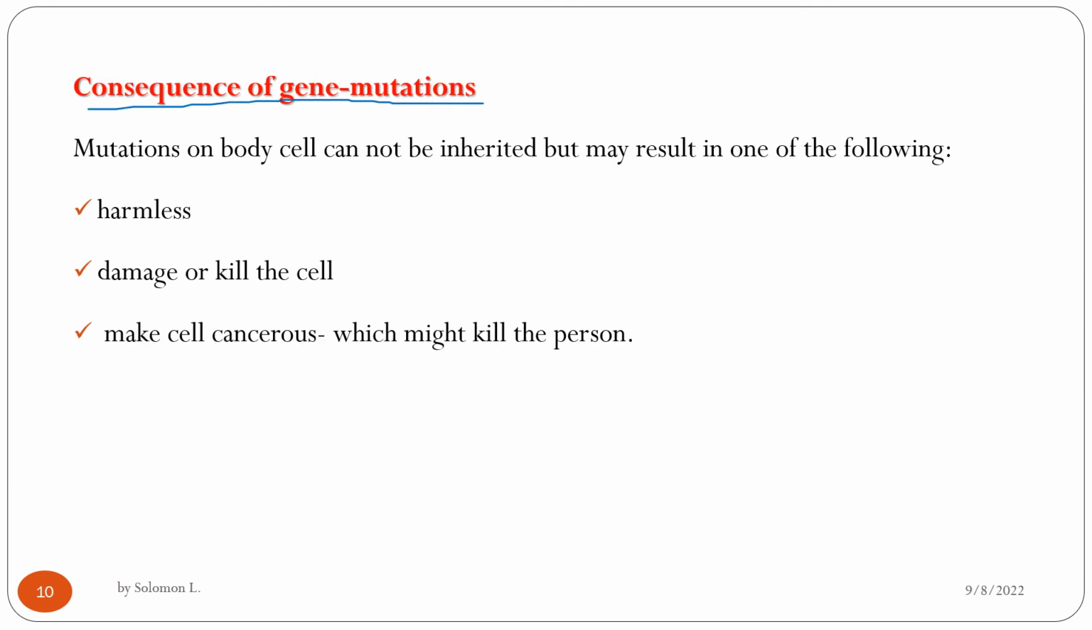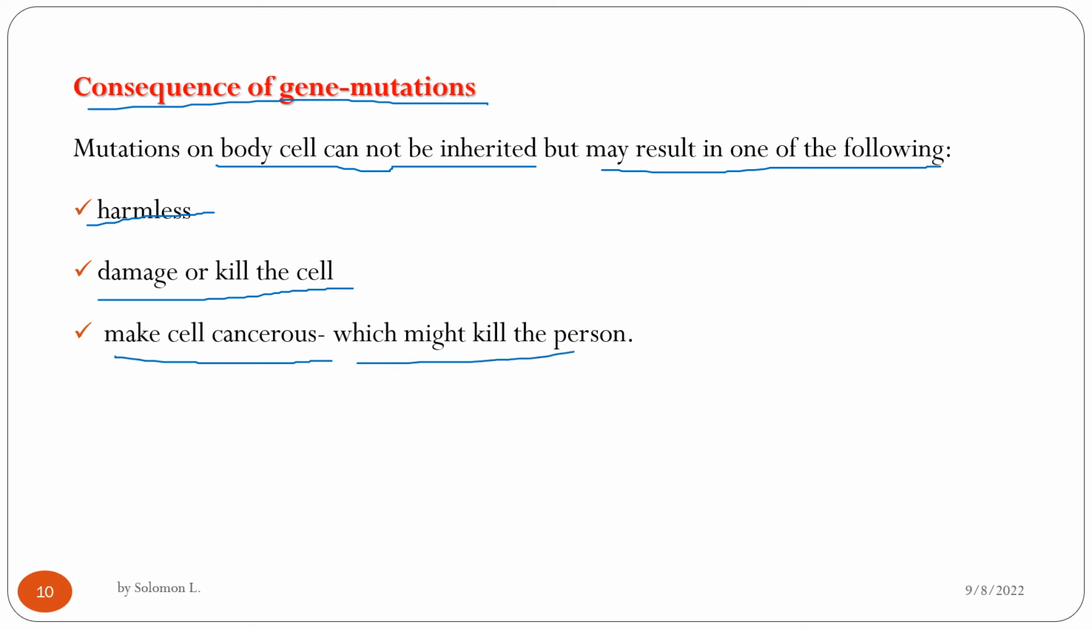Consequences of gene mutations. By the way, we have two types of cells, body cells and sex cells. Mutations that occur in the sex cells are directly inherited by the next generation, so they affect the offspring. But mutations that occur in the body cells cannot be inherited, but result in one of the following. It may be harmless, it may damage or kill the cell, or it may make the cell cancerous, which might kill the person.